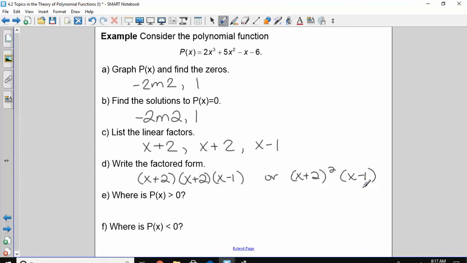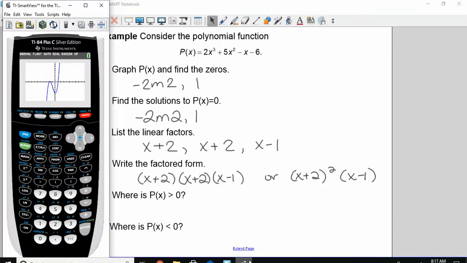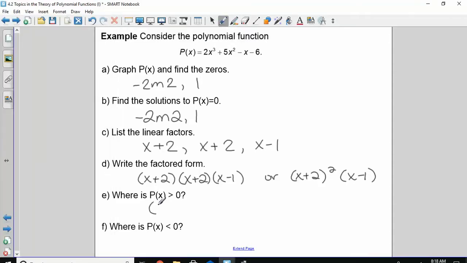Okay, where is P of x greater than 0? We're going to use our graph for that. So looking at our graph, I want to know when this polynomial is greater than 0, so above the x-axis. Okay, so if I look, all of this is below. At 1, it's equal to 0, and then after 1, it's positive the whole time, right? So we'll do an interval notation because we didn't have an equal to, we do a parenthesis. Starts at 1 and goes forever, 1 to infinity.